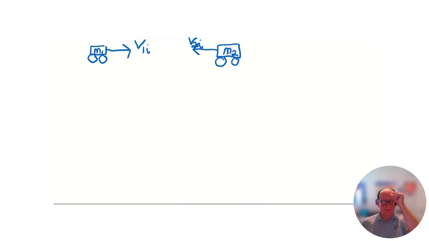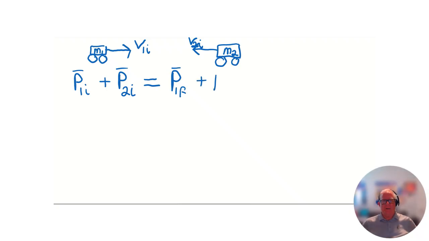The first thing, since there is no net external force acting, at least in the horizontal direction, should mean either direction. Hopefully there's no friction and the normal force is equal to the force of gravity acting on each cart. So we can say that the total momentum at the beginning is going to equal the total momentum at the end. So we'll say that P1 initial, that's the momentum of cart number 1 initially, plus P2 initial, that's the momentum of cart number 2 initially, is equal to P1 final, that's the momentum of cart 1 after the collision, plus P2 final.